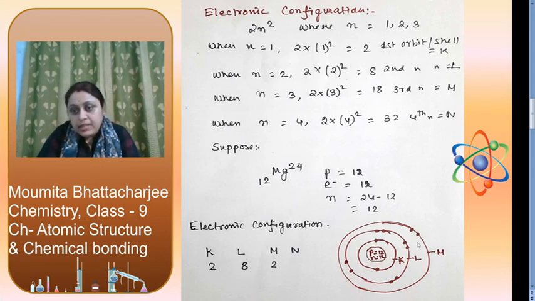So this is the orbital structure diagram of the magnesium atom. Here inside the nucleus, protons 12, neutrons 12. This is the first cell, the K cell, which contains 2 electrons. This is the L cell, which contains 8 electrons, and this is the last cell, the M cell, which contains 2 electrons.